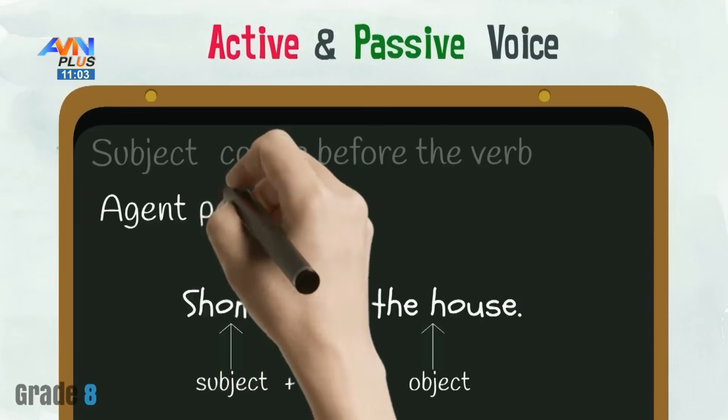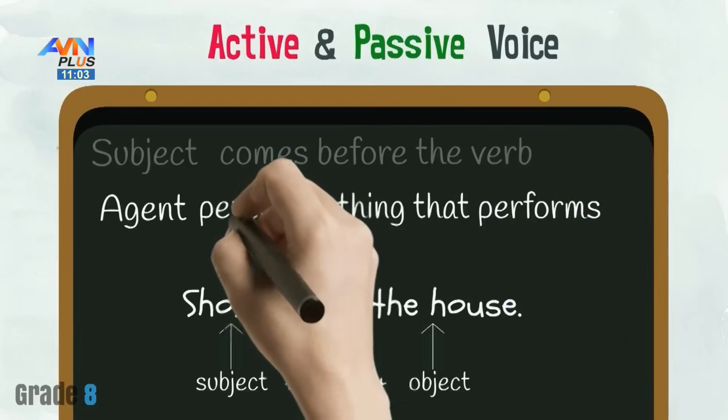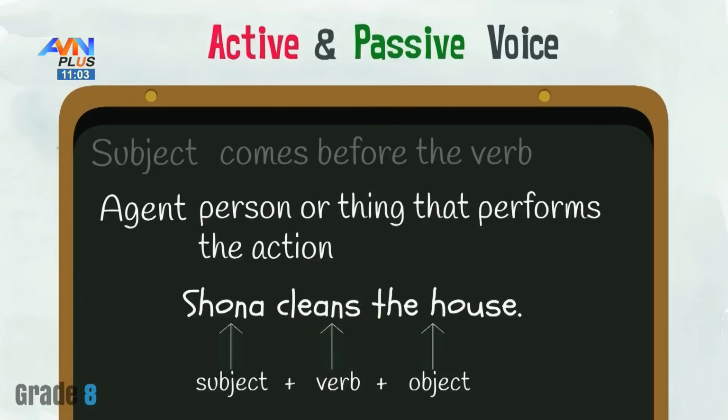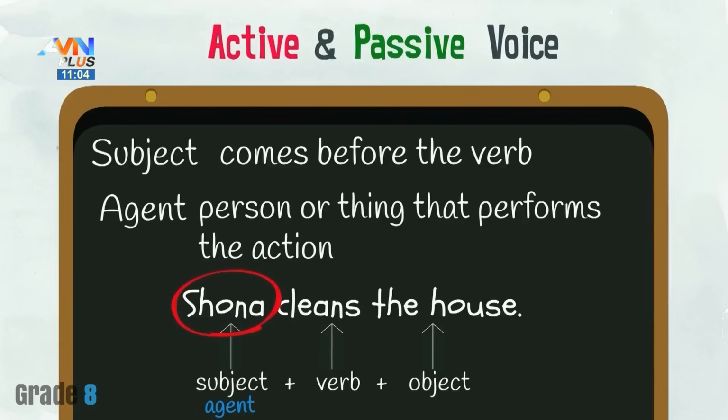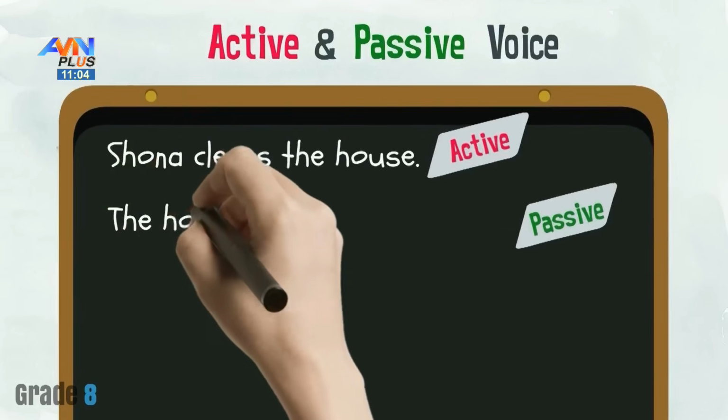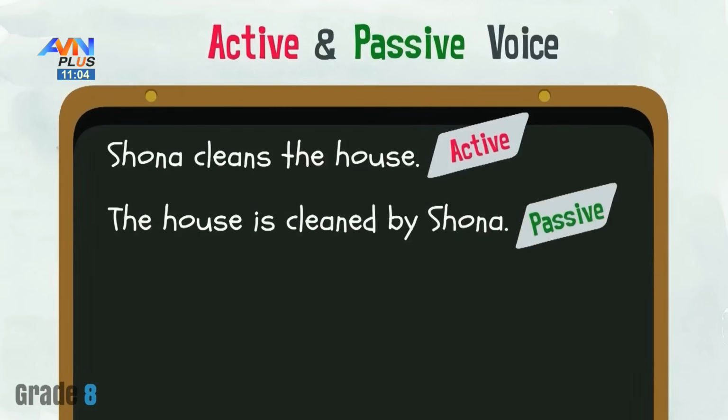The agent is the person or thing that performs the action. We can think of the agent as the actor within a sentence. Can you see who or what is performing the action in this sentence? That's right, Shona. That means that in this sentence, the subject and the agent are the same. When this is the case, active voice is being used. In passive voice, this is not the case. Our original sentence has been rewritten here in passive voice. The house is cleaned by Shona.